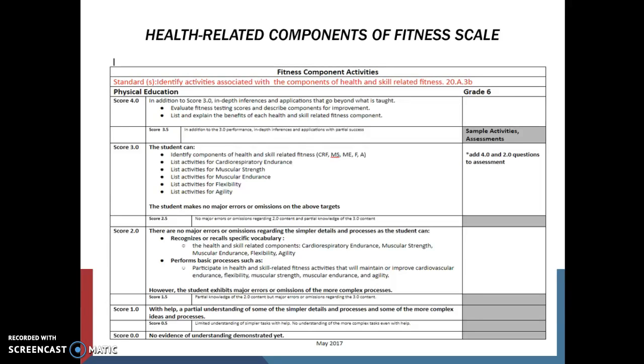Here's just a look at the health-related components of fitness scale. Basically, we need our students to identify those components, and they are cardiorespiratory endurance, muscular strength, muscular endurance, and flexibility.